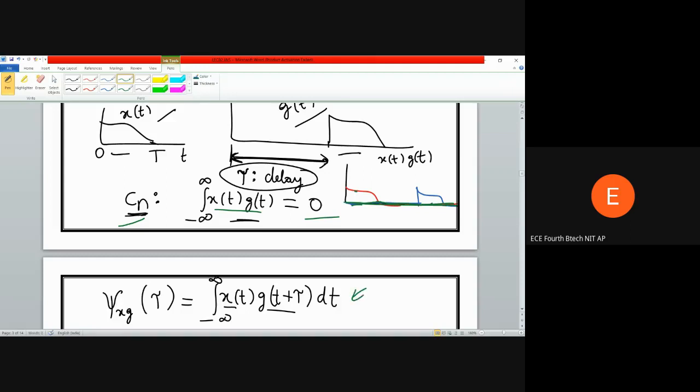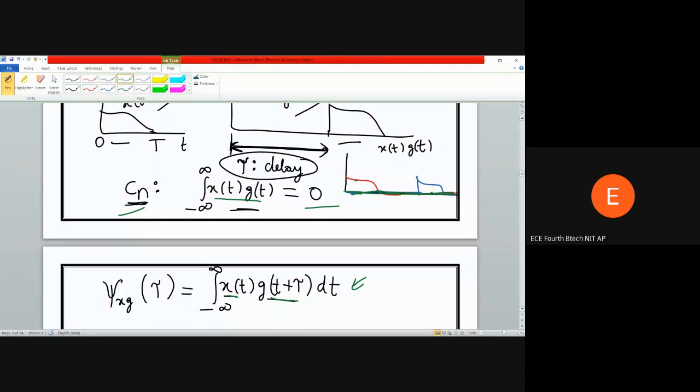Now also you do the same thing. X of t is this red line, red curve, and g of t plus tau. Now it will be a function of tau. It will be a function of tau means, instead of defining the Cn value, the constant, you are going to get a function of tau. Function of tau means I will be having tau here, and this is psi x g of tau.